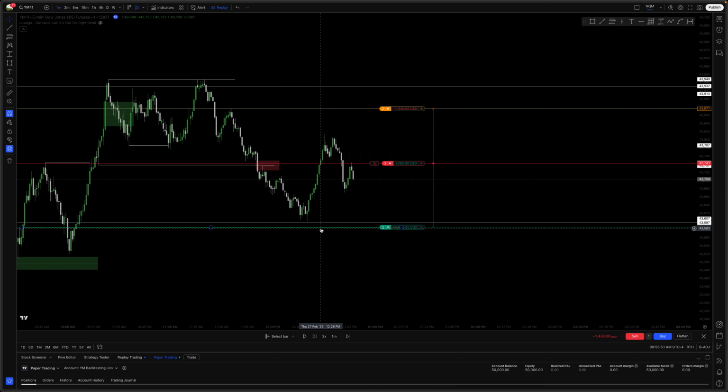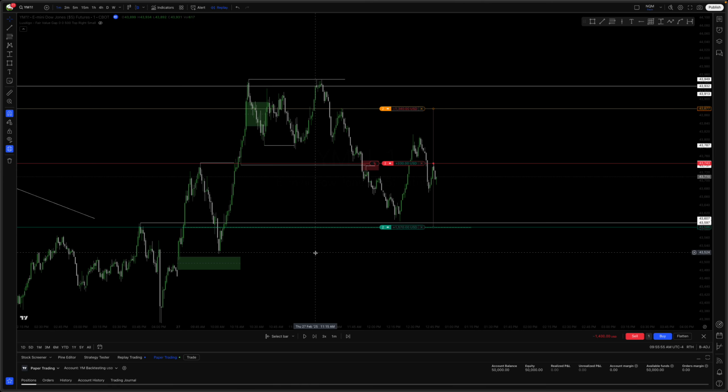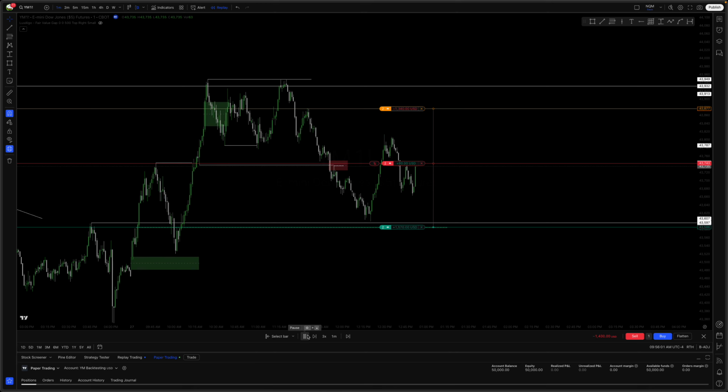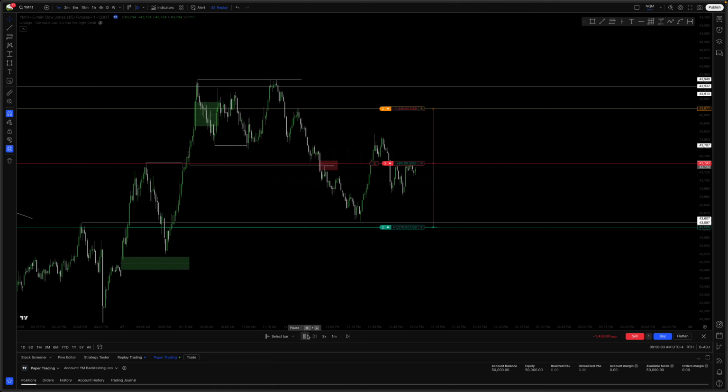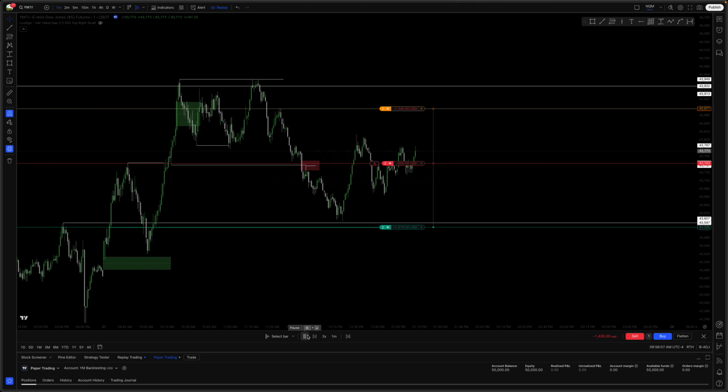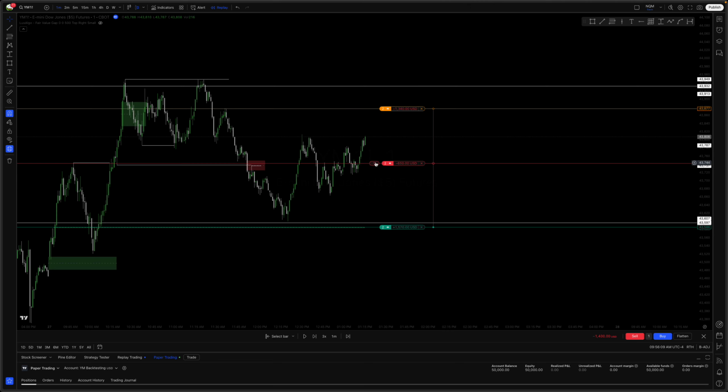Because I am anticipating a visit to this first present fair value gap and possibly these lows, but I'm not too confident about that. So I'm gonna wait and watch. These wicks don't look too good. This bullish fair value gap doesn't look too good. Reacting off of this does not look good. Sweep right over here.